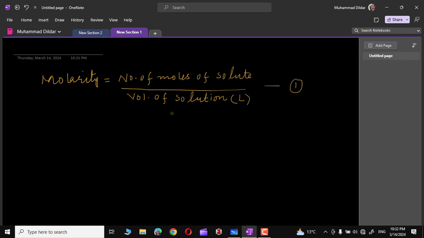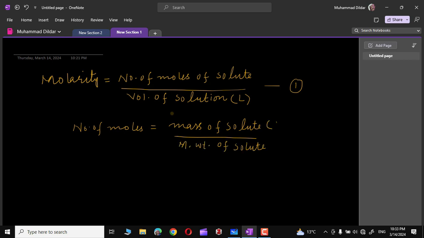Now you know that the number of moles of solute can also be written like this. Number of moles is equal to mass of solute divided by molecular weight of the solute. Both these terms should be in gram. So this is our second equation, and now we can plug this equation into our first equation right over here in place of number of moles of solute.